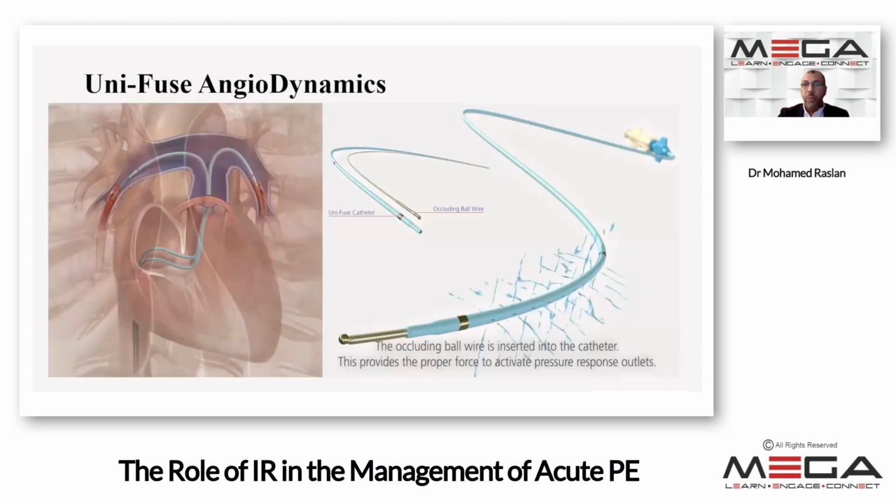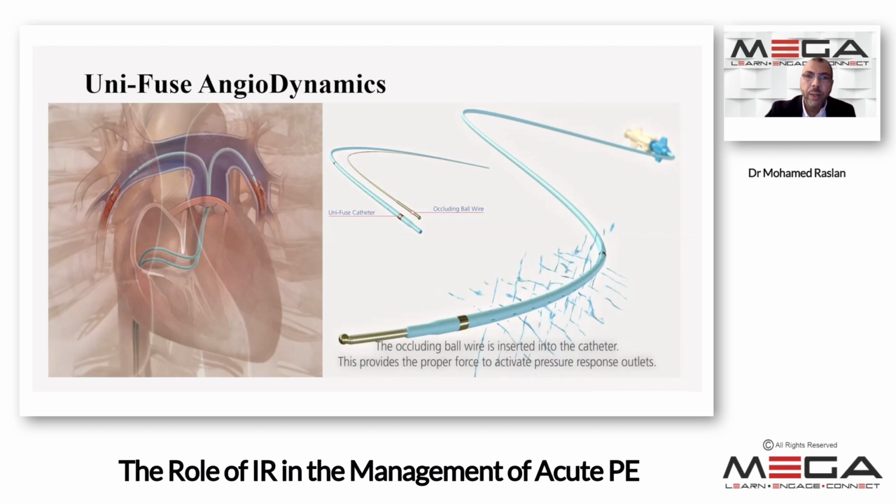This is the Unifuse. This catheter is typically placed over a regular wire within the clot. This is helped by 2 radio-opaque markers in the catheter to show you where the infusion will be. So you can put the 2 markers exactly in the area where the clot is. And then you have an occluding wire, which is this one. It has a ball at its tip.